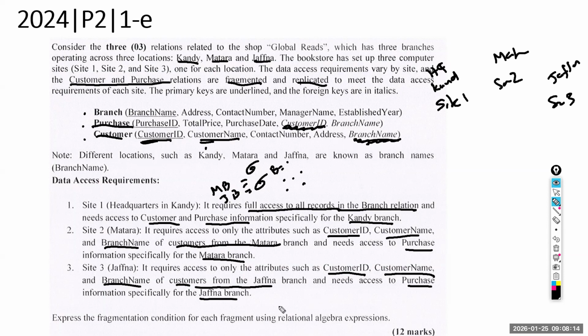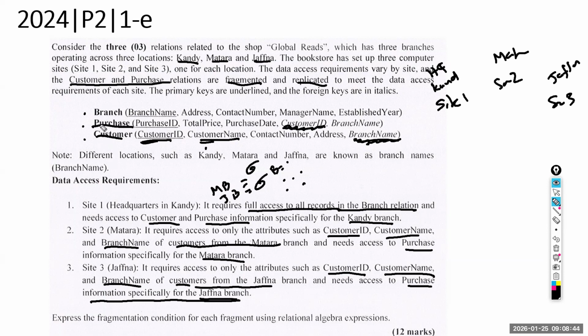So then purchase details, no pi, but it's sigma. So purchase, you need to horizontally fragment. Purchase Matara, purchase Jaffna, but no pi here. But customer, both pi and sigma. Both pi and sigma. Okay. Yeah, that's all right.